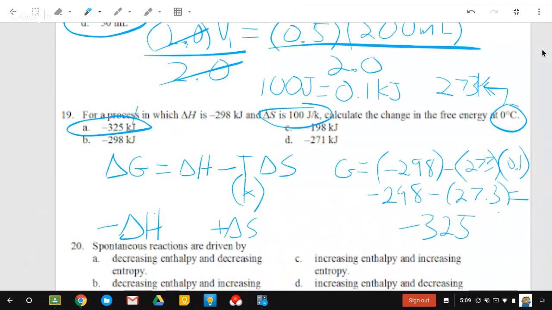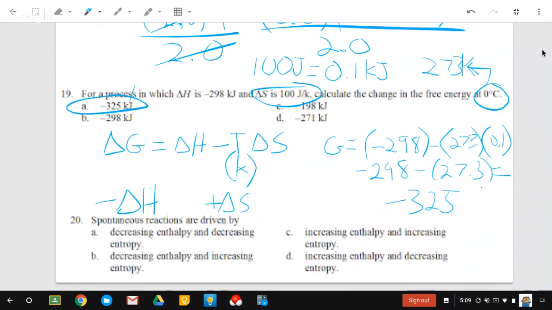Number 20, and then I'll go back and do what you mentioned, Colin. Spontaneous reactions, there's only two things you can remember about spontaneous reactions. That's that they release heat, a decrease in enthalpy, like it's a negative number. And they increase in entropy. So here, over here, we got enthalpy. Over here, we got entropy. So what are we looking for? Decreasing enthalpy, increasing entropy.